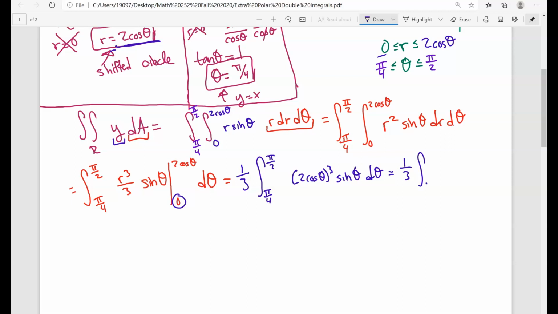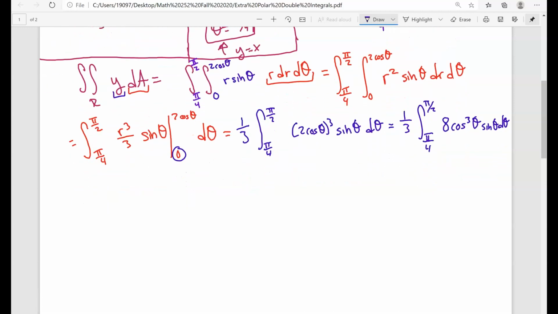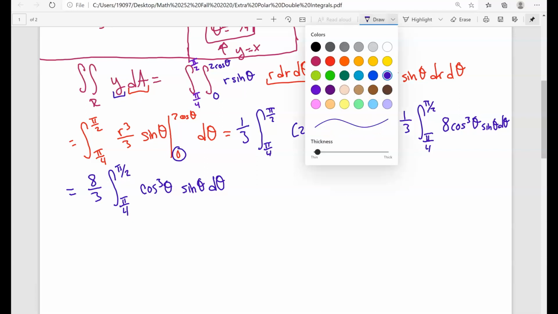So this gives me the integral from pi over 4 to pi over 2, and this just corresponds to 8 cosine cubed theta sine theta d theta. And notice that I can take out the 8 again. So I have 8 over 3 times the integral from pi over 4 to pi over 2 of cosine cubed theta sine theta d theta. Now what we have is just a basic calc 1 or calc 2 integral. It's a trigonometric integral, and all we can do is a u substitution.